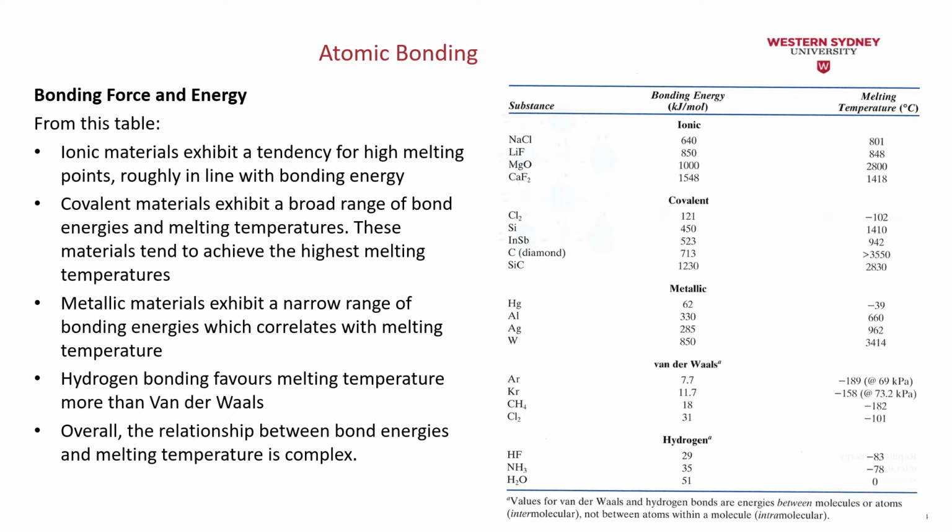The ionic materials exhibit a tendency for high melting points, roughly in line with the bonding energy. The covalent materials exhibit a broad range of bond energies and melting temperatures, and these materials tend to achieve the highest melting temperatures. The metallic materials exhibit a narrow range of bonding energies, which correlates with the melting temperature. Hydrogen bonding favors melting temperatures more than van der Waals. Overall, the relationship between the bond energies and the melting temperature is complex.